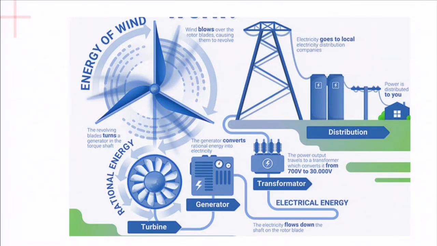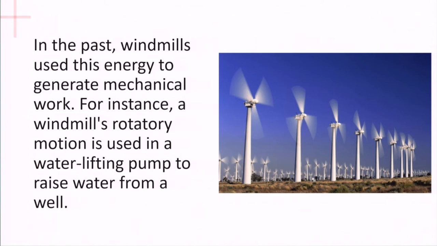So wind turbines silently rotate the sizable blades that are fastened to the shaft of an effective electric generator by harnessing the momentum of passing air. In wind turbines, wind passes through the blades, and an electric generator is driven by the blades turning. This produces power. In the past, windmills used this energy to generate mechanical work. For instance, the windmill's rotating motion is used for water lifting.